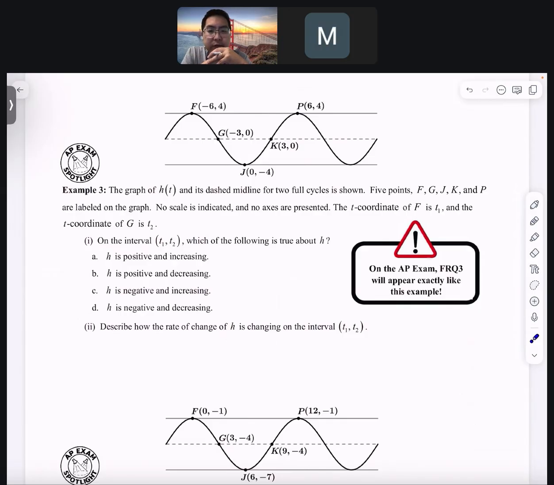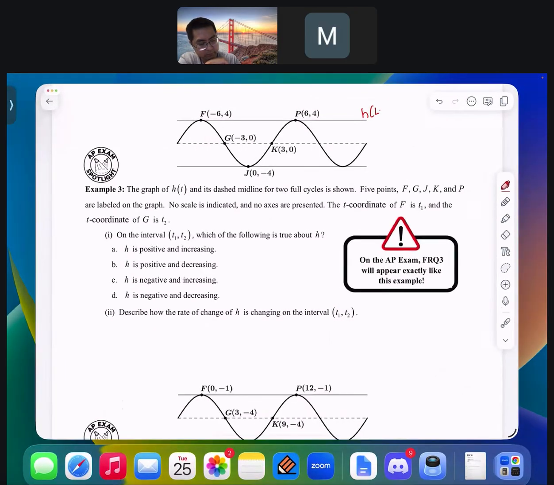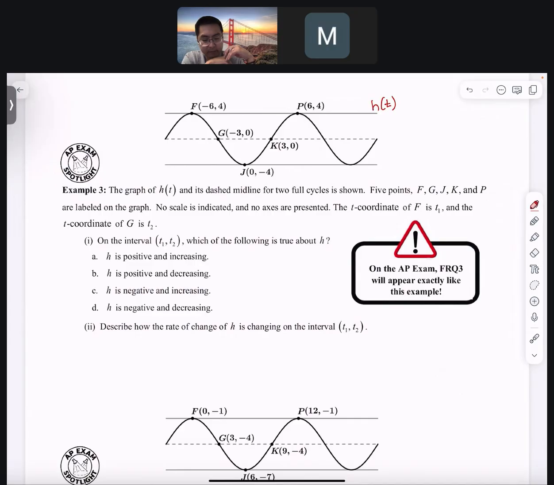So this is the graph of h of t, and its dashed midline for 2 cycles is shown. 5 points, F, G, J, K, and P are labeled on the graph. No scale is indicated and no axis is presented. The t-coordinate of F, this is important, is t1, and the t-coordinate of G is t2.